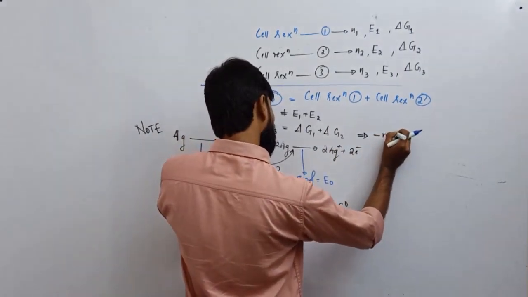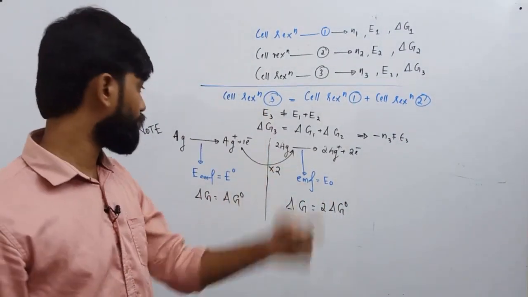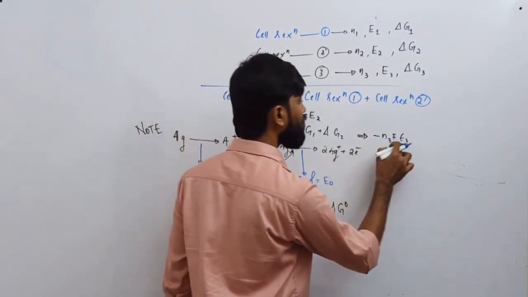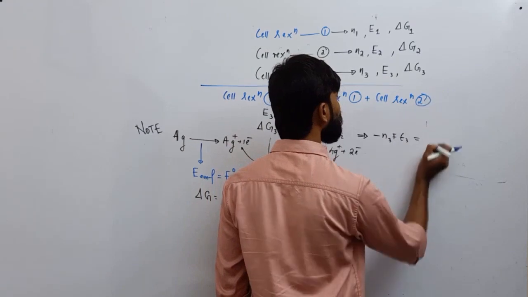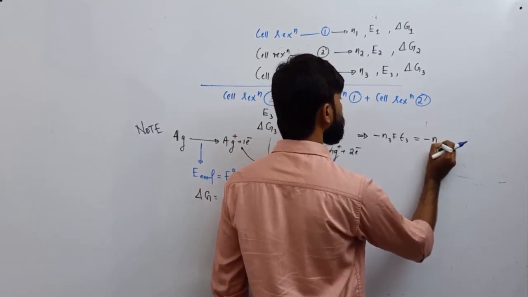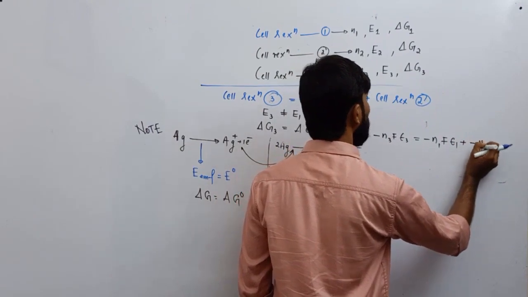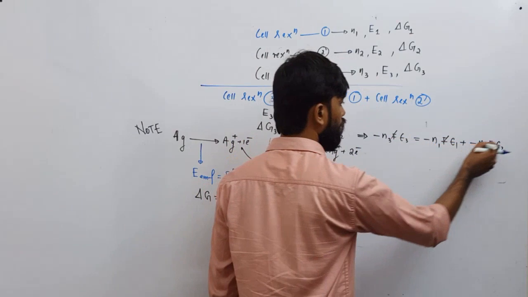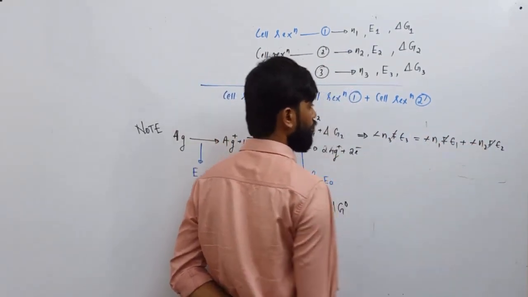Which means what is delta G3? Minus N3F E3, right? What is delta G? Minus NFE. So what is delta G3? Minus N3F E3. This will be equal to minus N1F E1 plus minus N2F E2, which means F is cancelled from the whole, and minus is also cancelled from the whole.